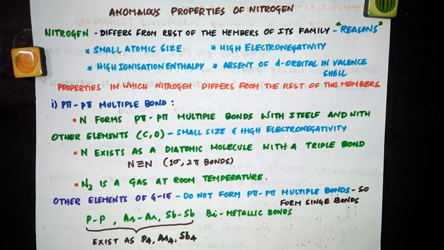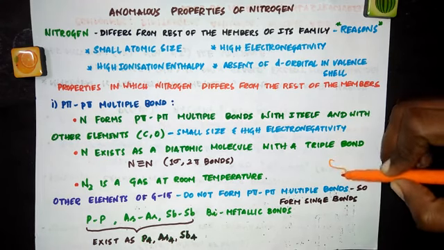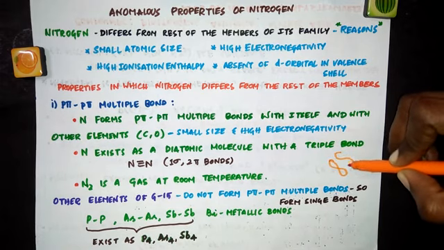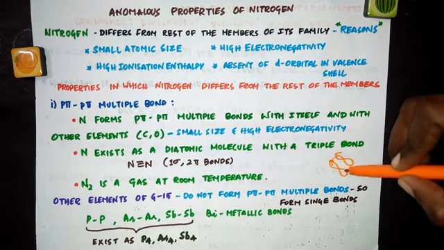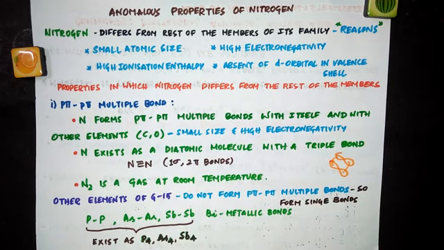They are not capable of forming any p-pi bonding because their atomic orbitals are so large that they cannot have effective sideways overlapping. So when you say p-pi overlapping multiple bonds, this is a p orbital and this is another p orbital, they overlap. This is sideways overlapping. This is not possible in the other elements of group 15 because of the size of the atomic orbitals. It is very big, so this overlapping is not effective.